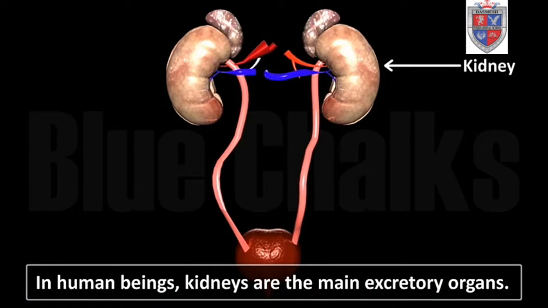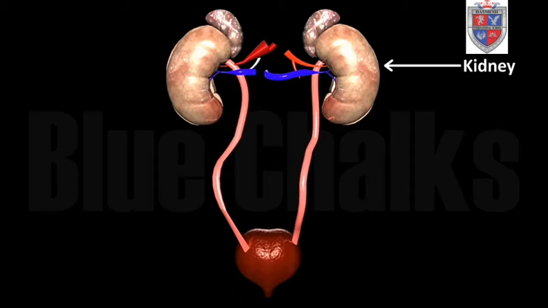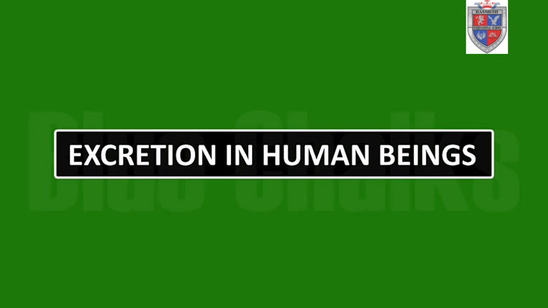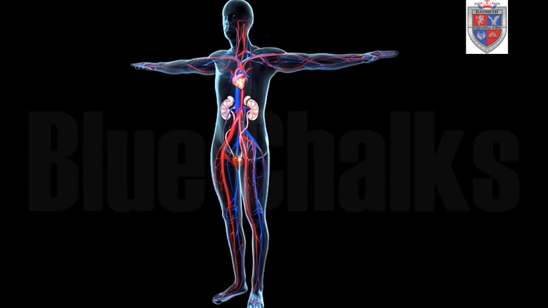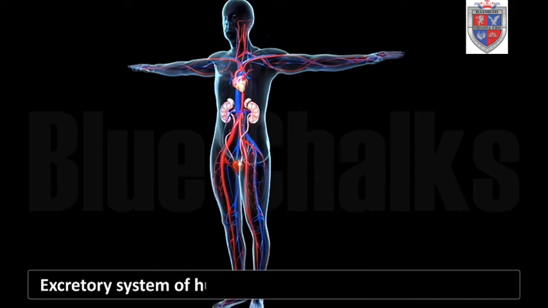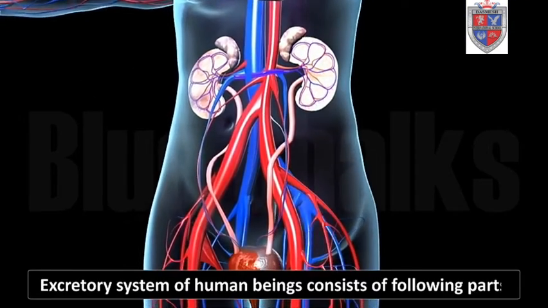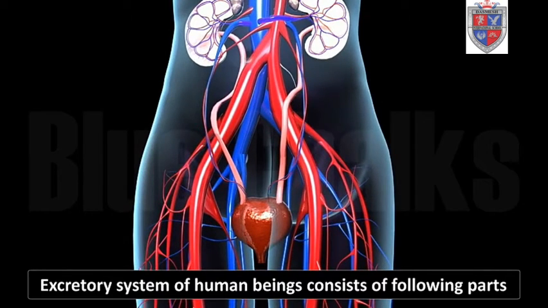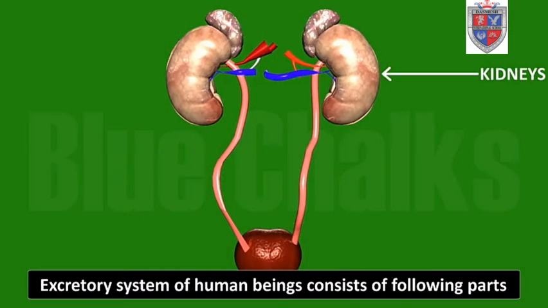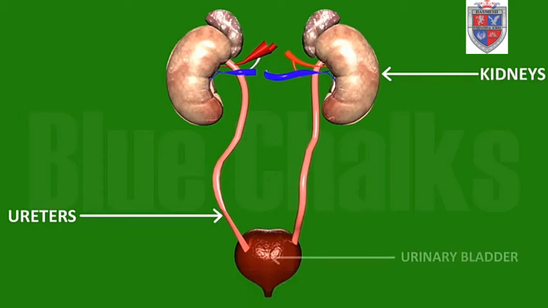Here, we will discuss the human excretory system in detail. The human excretory system is a complex system comprising different organs which assist in removal of wastes from the body. The excretory system of human beings consists of the following parts: kidneys, ureters, urinary bladder, urethra.